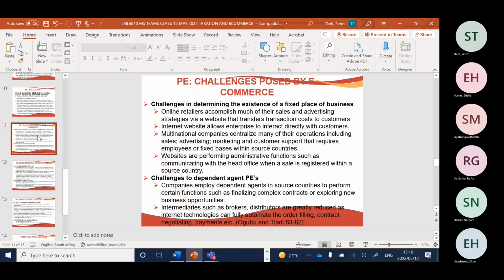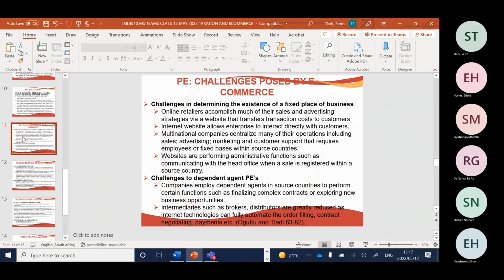So looking at the challenges, therefore, in determining the existence of a fixed place of business, we look at online retailers that cannot accomplish much via a website that transfers transaction costs to customers. Then you look at internet websites that allow enterprises to interact directly with consumers. Again, multinational companies centralize many of their operations, including sales, advertising, marketing, etc. And the websites are performing administrative functions such as communicating with the head office, or when a sale is being registered. So if you look at the fixed place of business earlier on, these are the challenges now that are challenging the whole spectrum of a fixed place of business.